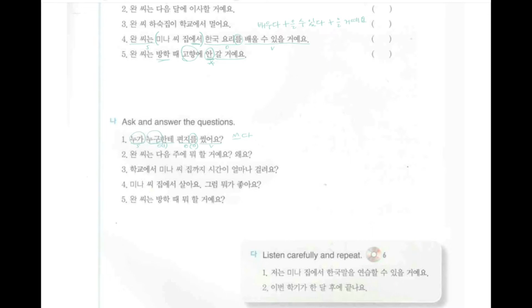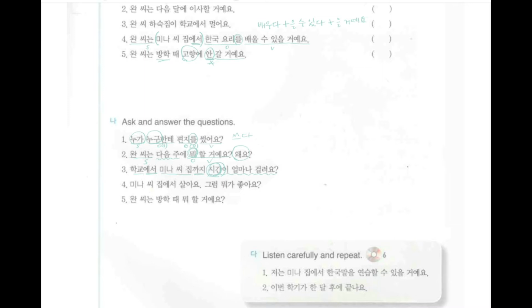Now, number two, 완 씨는 다음 주에 뭐 할 거예요? 자, 완 씨는, this is the subject and this is a verb. This is actually the object. 그래서 what will he do next week? What will he do next week? And why? So number three. 학교에서 미나씨 집까지 시간이 얼마나 걸려요? We have to know this phrase, isn't it? How long does it take? How much time does it take? From school to Mina's house. How long does it take? We have to find out.